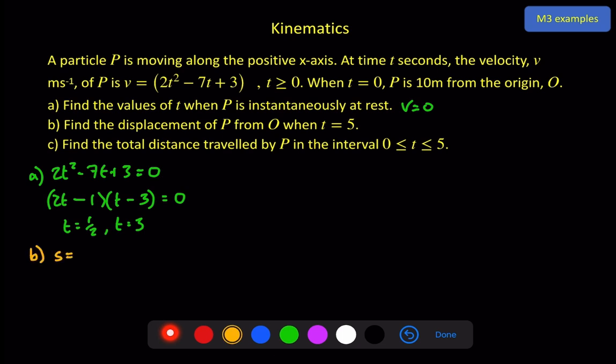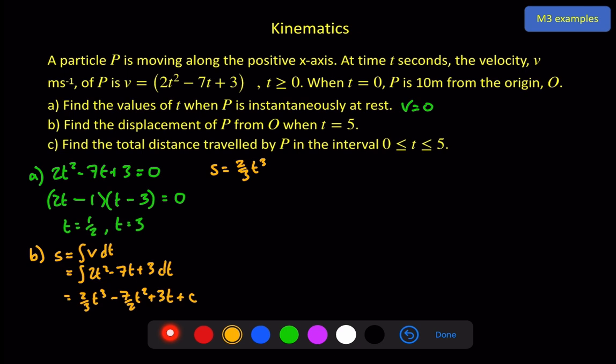So to find the displacement, we need to integrate the velocity. So we're integrating 2t squared minus 7t plus 3, and that gives us 2 over 3 t cubed minus 7 over 2 t squared plus 3t plus c, and when t is equal to 0, each of these three terms is 0. P is 10 meters from the origin, so s is equal to 10, so c must equal 10. So our formula here is 2/3 t cubed minus 7 over 2 t squared plus 3t plus 10.